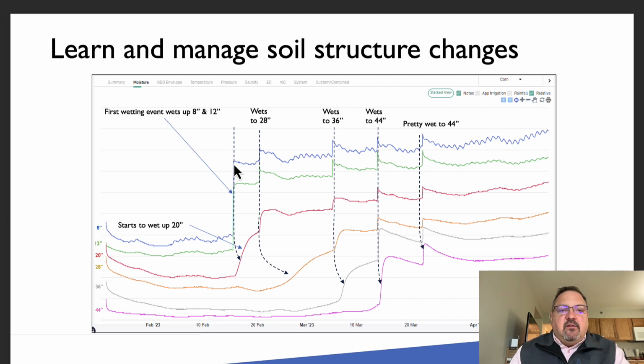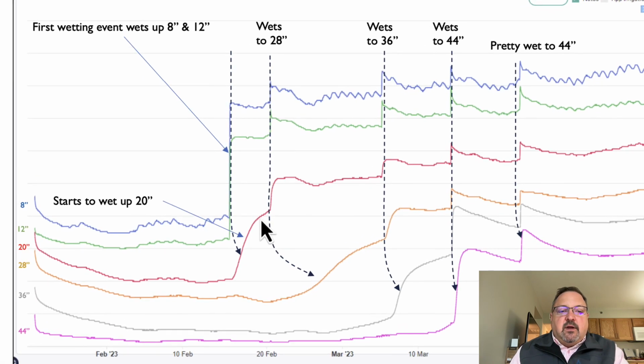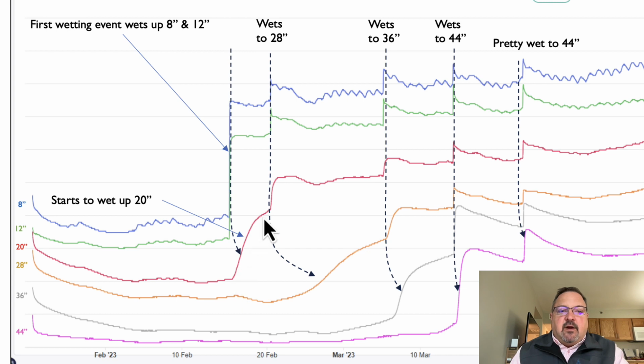Now, in this very first event, this was a rain event that took place about late February. So this was one of those rain, snowy mix type things. Well, it got moisture down to 8 inches and 12 inches, and then it slowly drained moisture down into that 20-inch root zone. Now, look at that slow increase of moisture right there at 20 inches. That's priceless, my friends, just to see that data. That's a wetting up event.